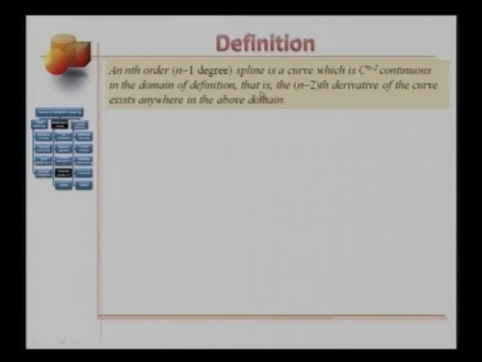This means that the n minus 2th derivative of the curve exists anywhere in the above domain. A little note about what order is and what degree is. Order is always degree plus 1. For example, an nth order curve will be of degree n minus 1. The basic question: why splines?